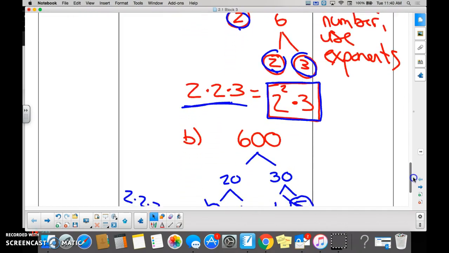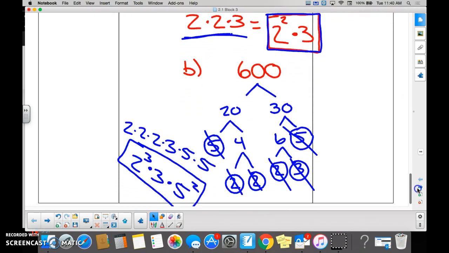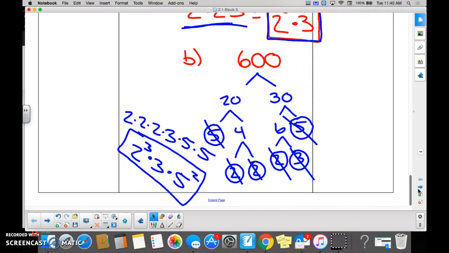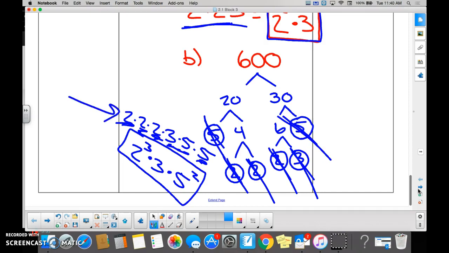600, we broke that baby down. It took quite a while, didn't it? Every single time we found a prime number, we circled it. And then before we did it in exponential form, remember we list all of the prime numbers out, and we cross them off as we go. So we found a 2, we crossed off a 2. We found another 2, we crossed off another 2. We found another 2, we crossed off another 2. We found a 3, we crossed off the 3. We found a 5, we crossed off the 5. We found a 5, we crossed off the 5, right? Yeah. And then you use this right here to write the exponential form of the prime factorization for that number. Questions?